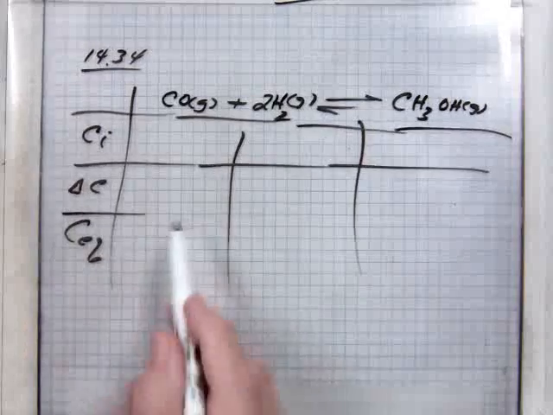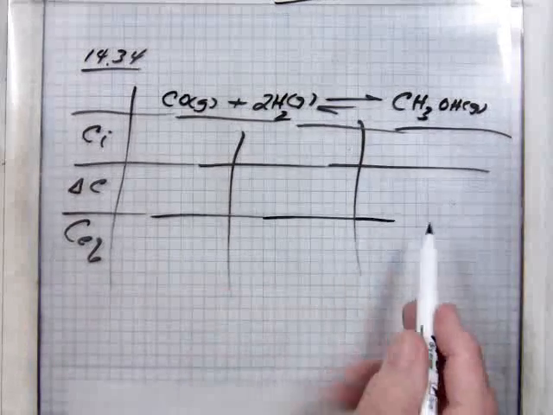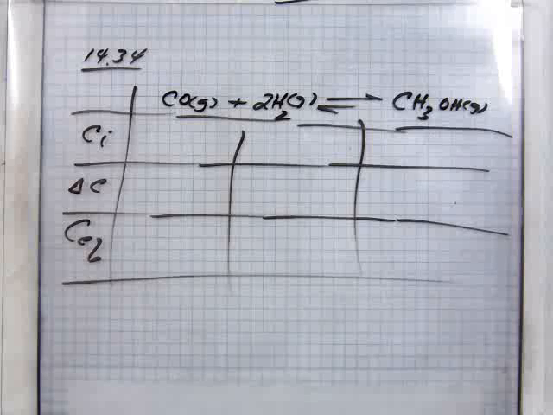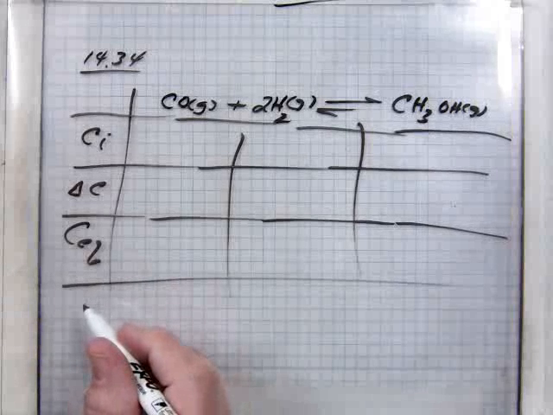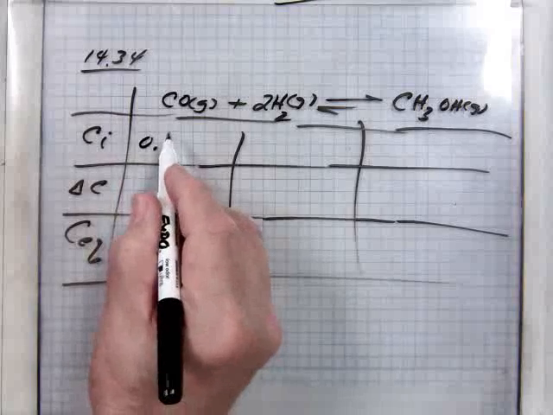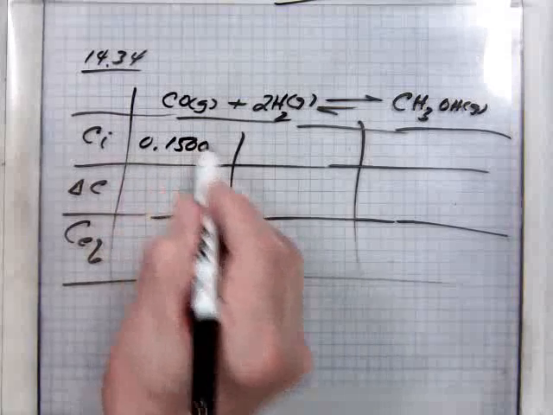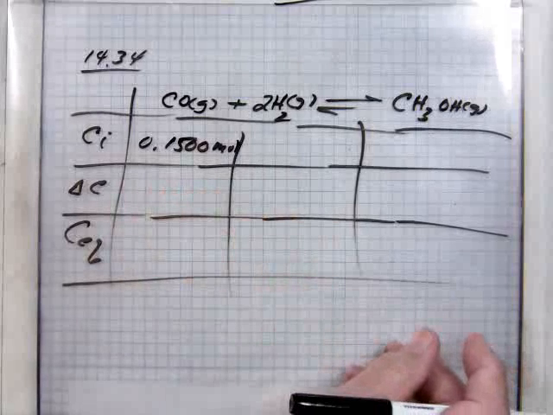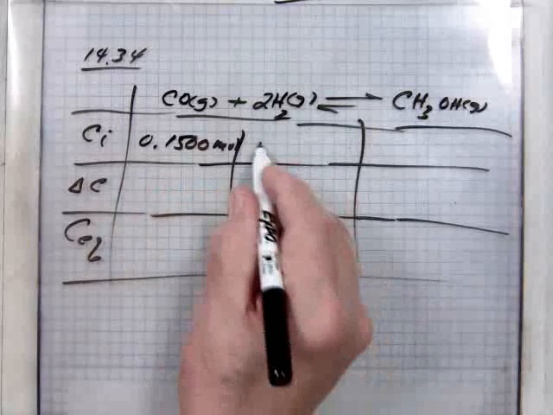And put the numbers in, and you will too. You won't have to go through all the graphics and stuff. A 1.500 liter vessel was filled with 0.1500 mole of carbon monoxide and 0.3 mole of hydrogen.